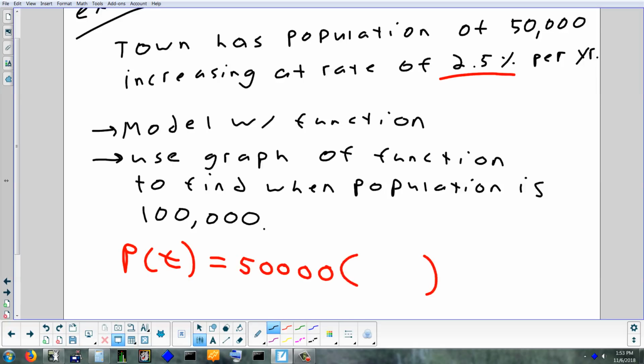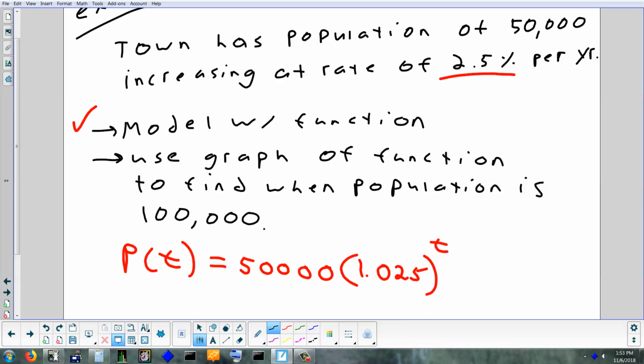Times in parentheses. What goes in the parentheses? And keep in mind, this is increasing. This is growth. So we have two versions of the formula. 1 plus 2.5%. And what's 2.5% as a decimal? 0. Yes. So I'm just going to write 1 plus 0.025 to the t. That's the first part.